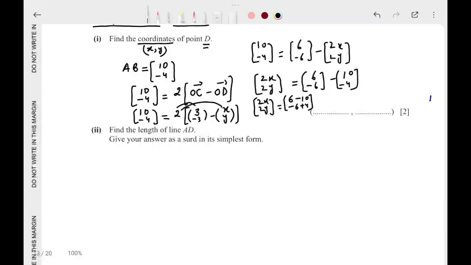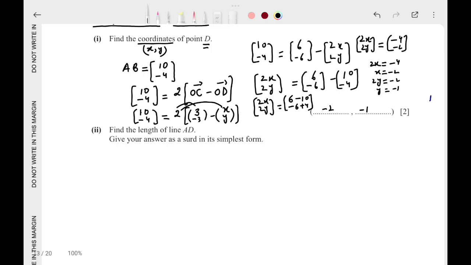So it will be 2x, 2y is equal to minus 4 minus 2. So we divide: 2x is equal to minus 4, and x would be minus 2, and 2y is equal to minus 2, then y would be minus 1. So the coordinates would be minus 2, minus 1.